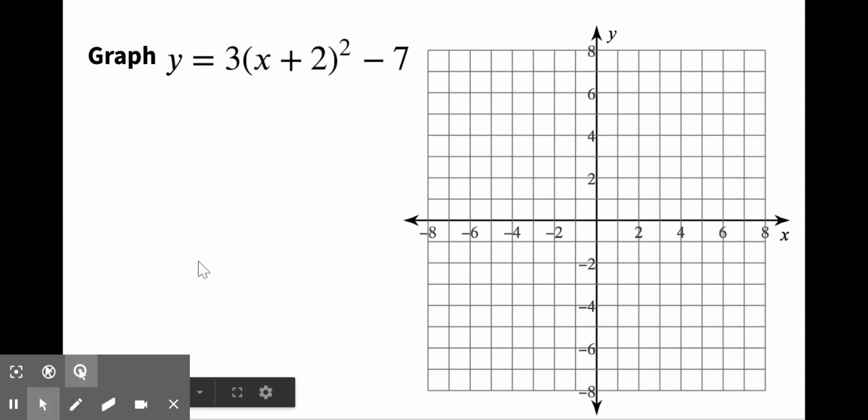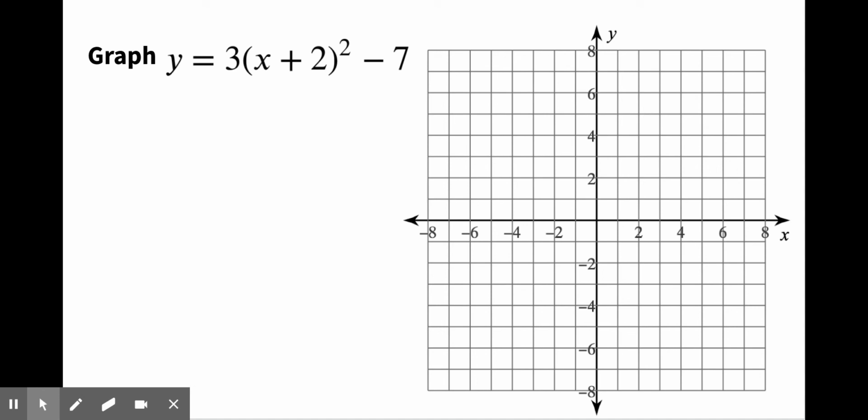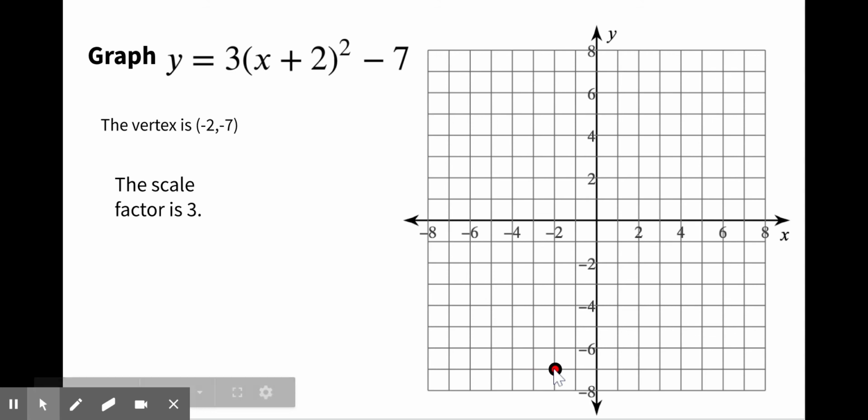Okay, this next one, so see if you can write out the vertex. Okay, the vertex you should have had is (-2, -7), so you change the sign of what's in the parentheses, and then write the number at the end. So go to (-2, -7), and then your scale factor is 3, so I'm going to go up 1, 2, 3 over 1, and then connect it.